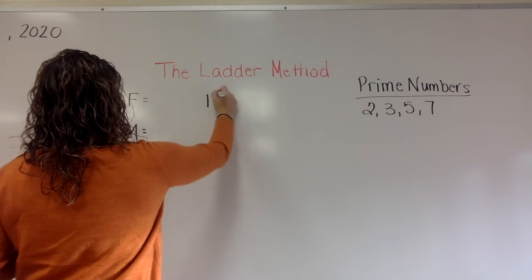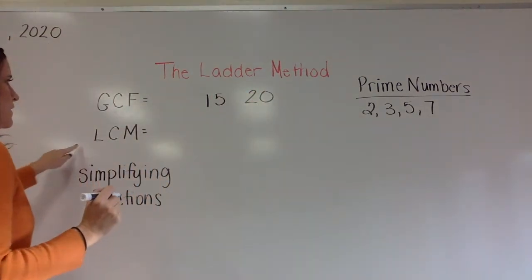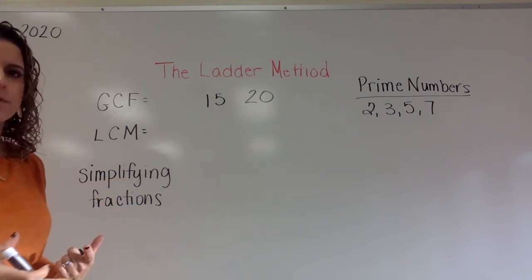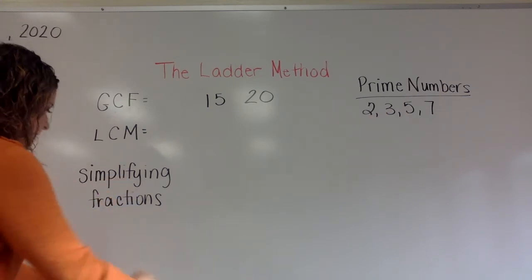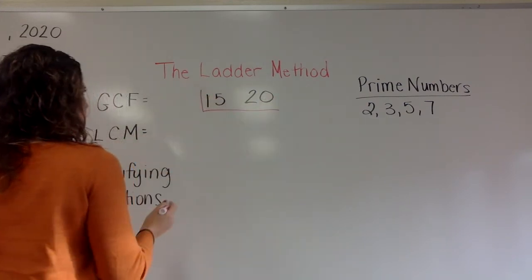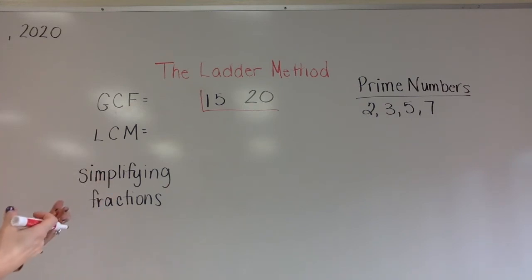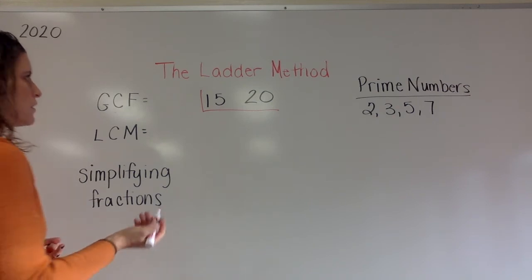Let's take 15 and 20. And again, I'm finding GCF, LCM, and if 15/20 was a fraction, I'm going to simplify it. I'm going to make my upside down division bar. I'm going to look at my prime number choices and say to myself, what number divides into 15 and 20? Using my divisibility rules, I know it's 5. That's the lowest prime.